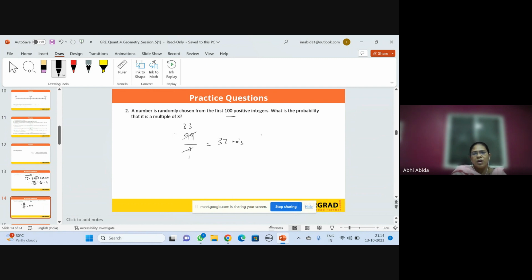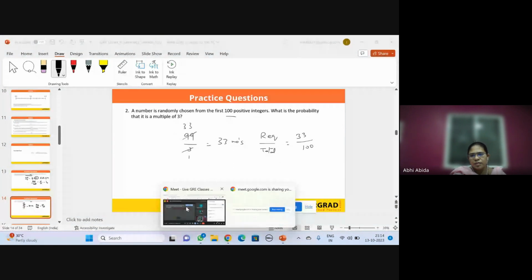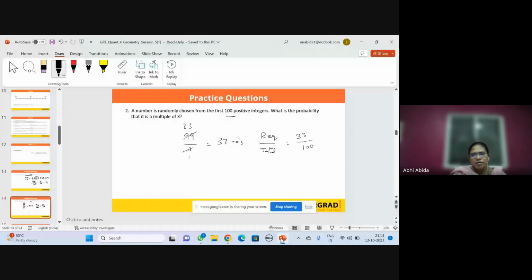Now required by total. Again it comes with the basic stuff. Required by total. Required is 33, total is 100, so 33 by 100. Okay. 1 by 2 was correct for the previous one, and this is 33 by 100.